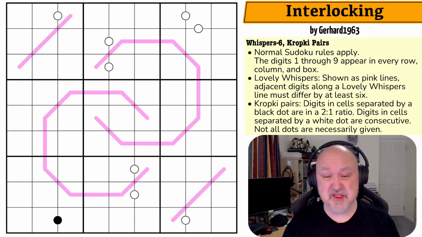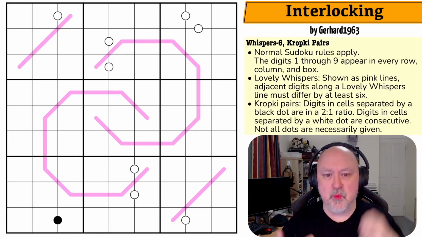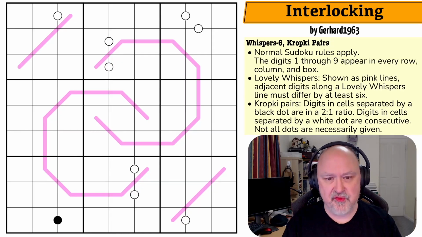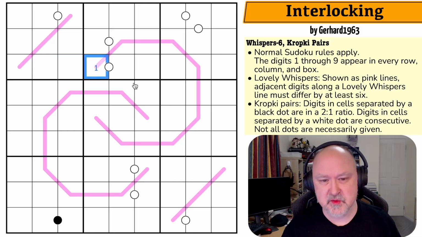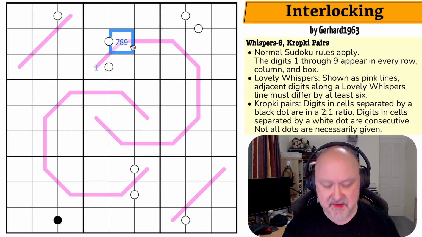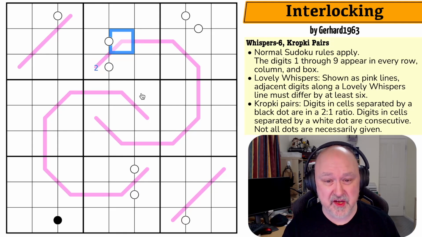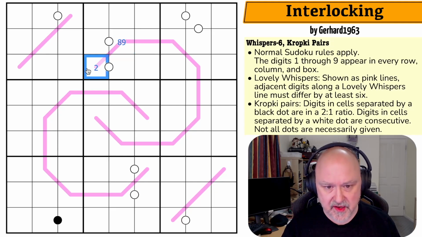So let's talk about Whispers-6. What digits between 1 and 9 can have a difference of 6? Well, if we were to put a 1 into a cell, the next thing that could go near it would have to be 7 or higher. It'd have to be 7, 8, or 9. If we were to put a 2 into a digit, we can't subtract. We'd have to go up and add 6, and we'd end up at 8 or 9. And a 3 would end up at only 9.